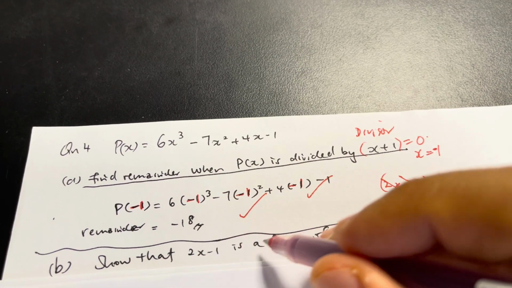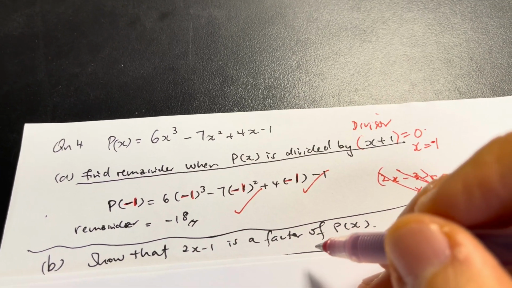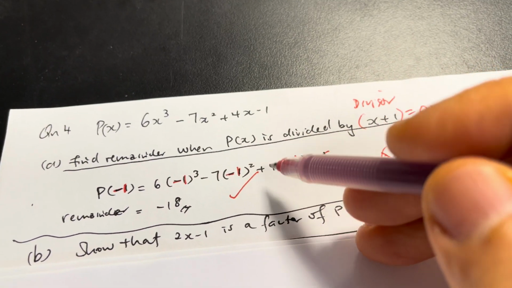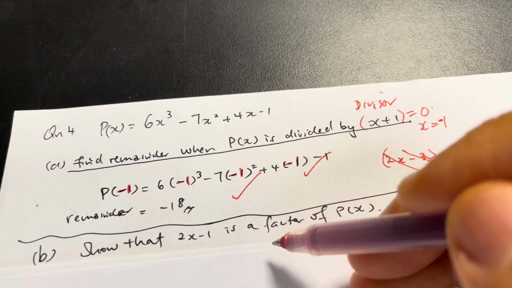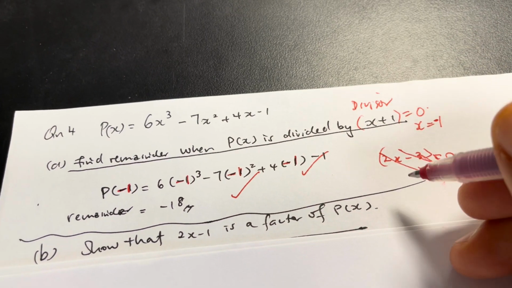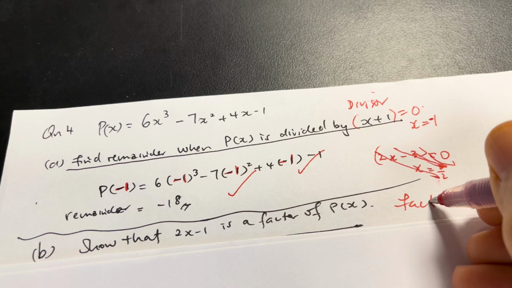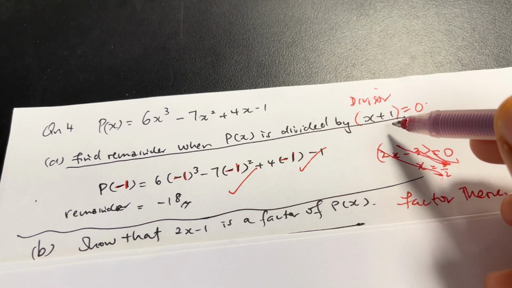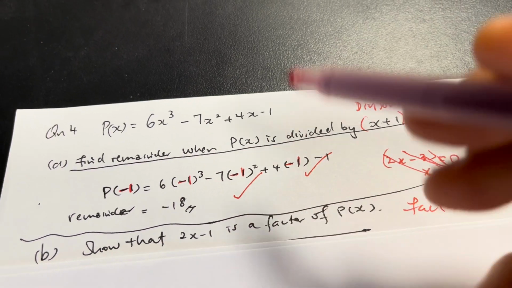Okay, next question, they want you to show that this is a factor. Now, to show that this is a factor, you can of course use long division and then show that, oh yeah, the remainder is 0, so this is a factor. But another way is to use the factor theorem, which is actually related to the remainder theorem.